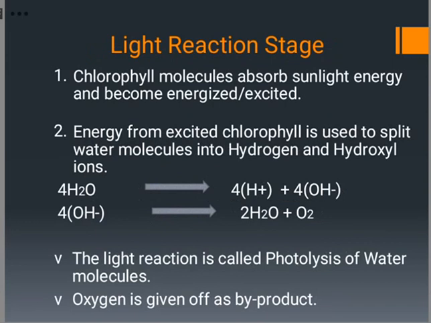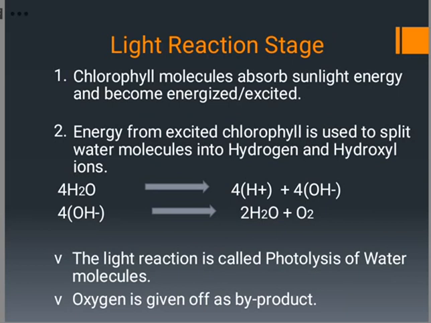Now let's look a little bit more into each of these two stages, the first one being the light reaction stage. There are a few points that you need to note there. One, chlorophyll molecules absorb sunlight energy and become energized or excited. As the sun rises and the leaves are exposed to bright radiation from the sun, the molecules of the chlorophyll absorb sunlight energy and become excited, or we say they become energized.